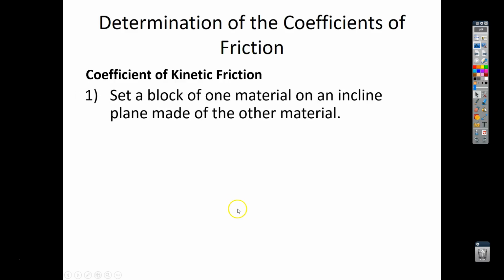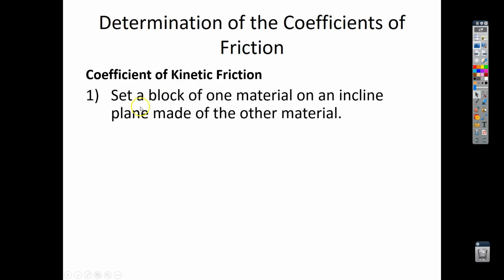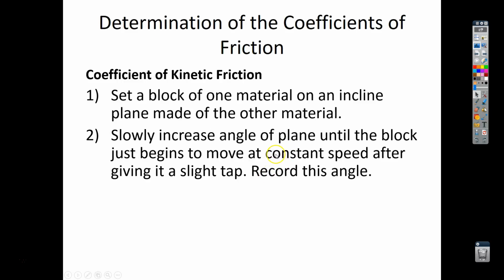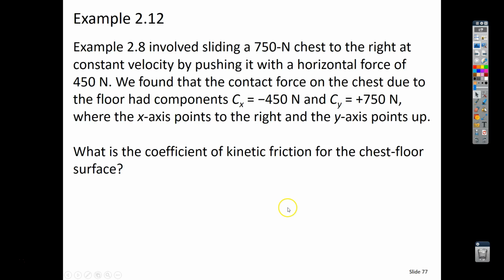If I want to find the coefficient of kinetic friction, I set up a block of one material on an incline made of another one. I increase the angle until it just begins to move. When I get that, I can find the kinetic friction value by also finding the tangent of the angle. But I have to be tapping on it. In the first one, I'm not going to tap. We'll do those together so you can see how those two things work.